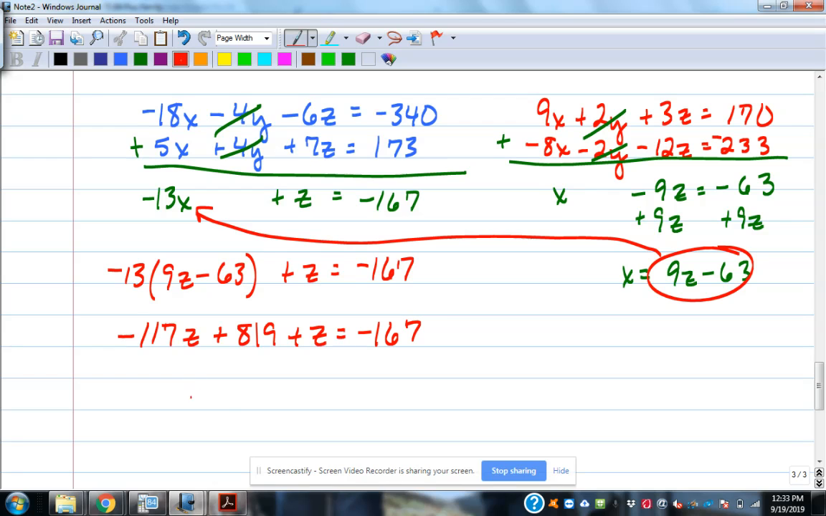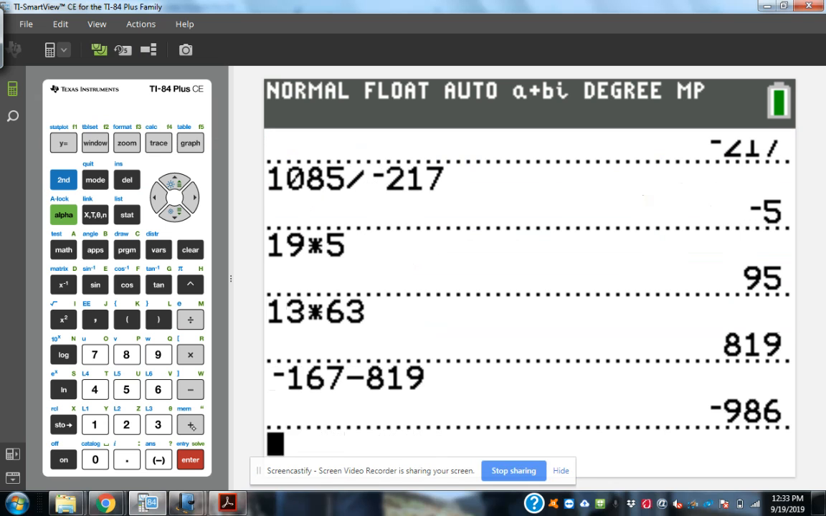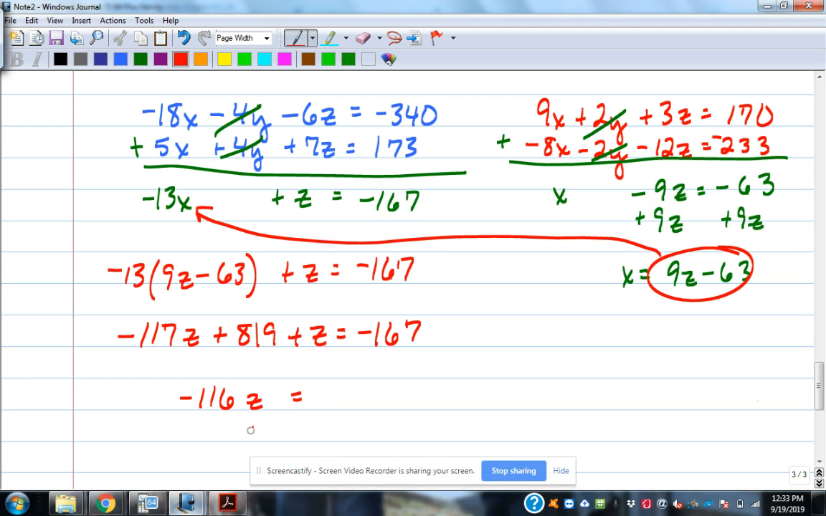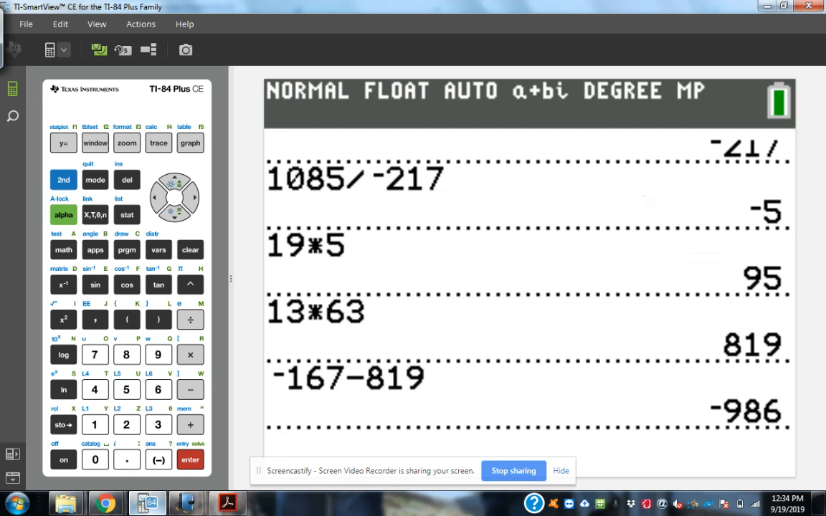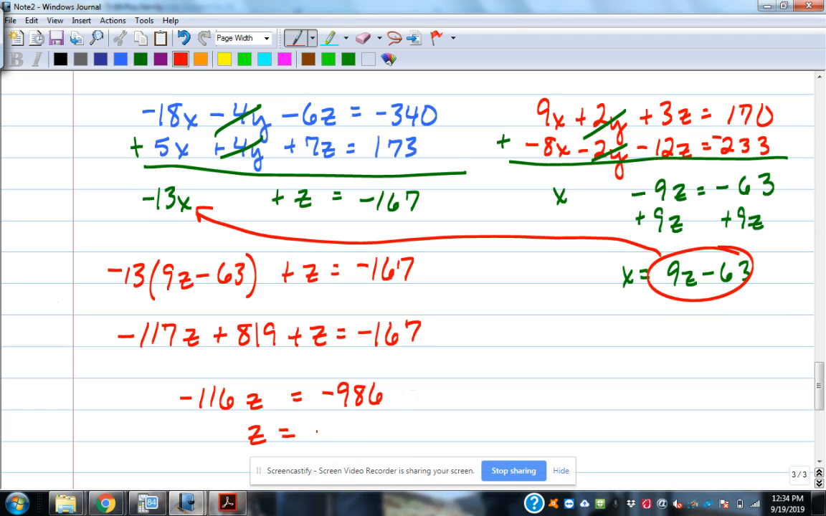Simplify a little bit there. We got negative 116z. And then I would move the 819 over. So negative 167 minus 819. Negative 986. Divide by negative 116. 8.5. Does that make sense in the context of this problem?